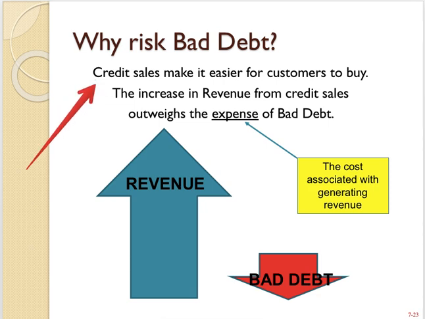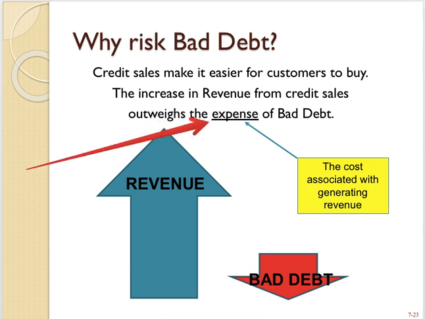So by making it easier for your customers to buy stuff, they're going to buy more, and that increases your revenue. So the hope is that the increase in revenue from allowing credit sales, knowing that most customers will pay, outweighs the chance that some customers won't pay, or outweighs the risk of bad debt. So the risk is smaller compared to the benefit of the increased revenue.